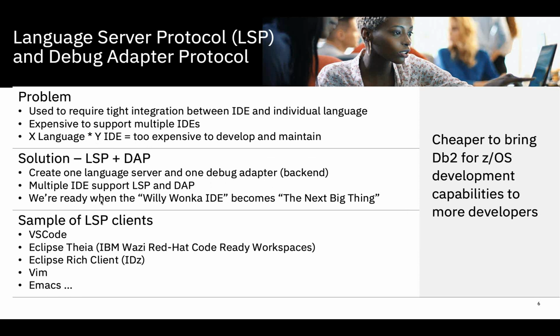So whenever somebody comes out with the Willy Wonka IDE and it becomes the next big thing, we don't have to build a massive team to create and plug into that next IDE. Some language server protocol clients are VS Code, Eclipse Theia, Rich Client, Vim, Emacs, but we're targeting VS Code as primary. All right.